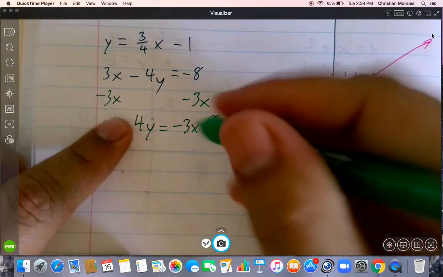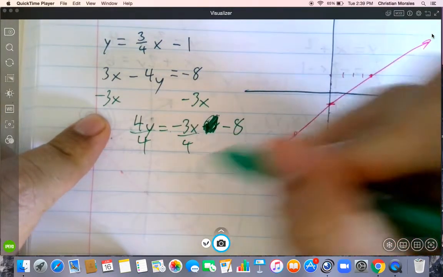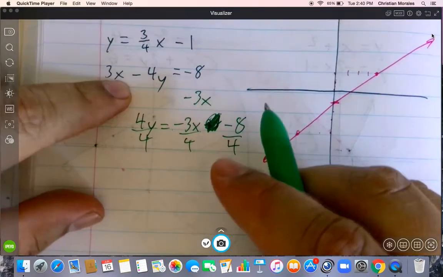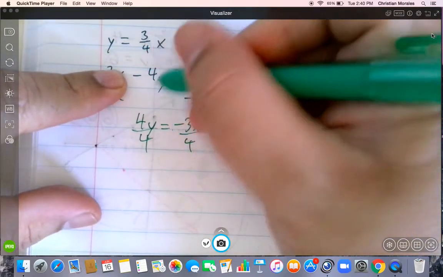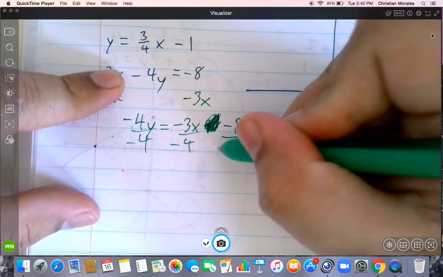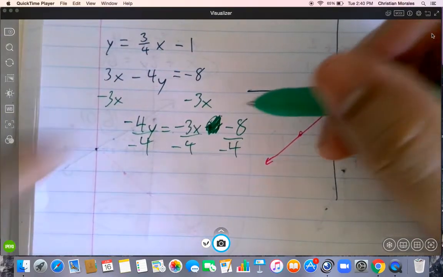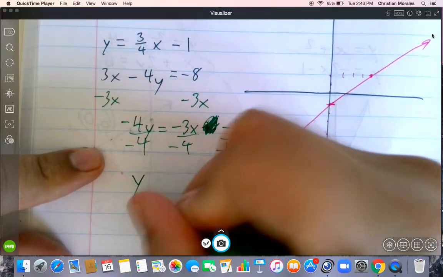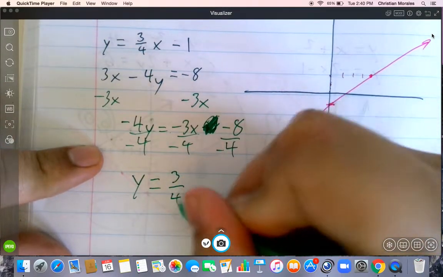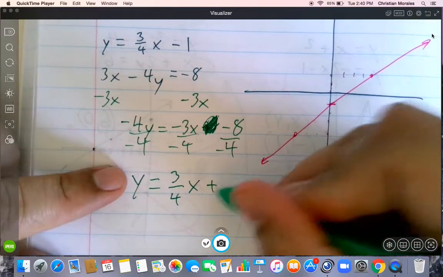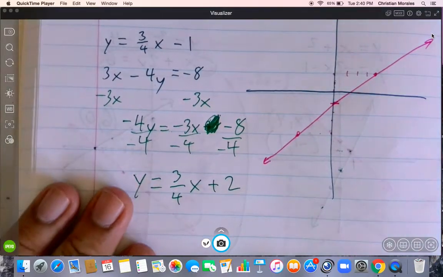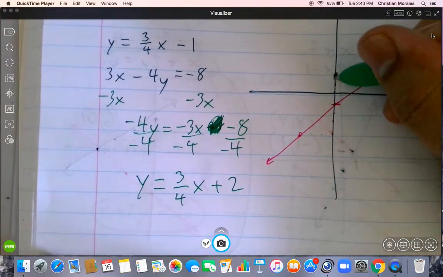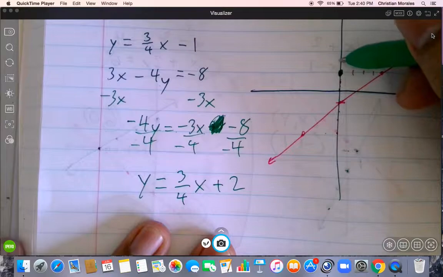Divided by 4. Oh, and it's a negative 4. I forgot that. There's a negative sign here, so you're dividing by a negative 4 entirely. Be careful with that. If you're dividing by a negative number, everything's being divided by that negative number. So this becomes a positive 3 over 4. This becomes a positive 2. Don't change it to a decimal right now because you're going to graph it. Okay, so this starts at positive 2, up 3 over 4.